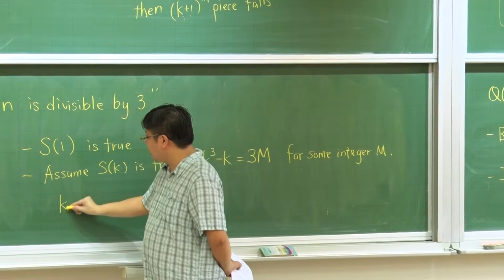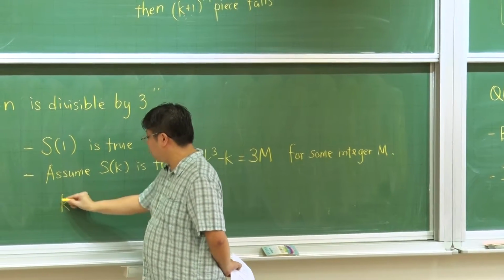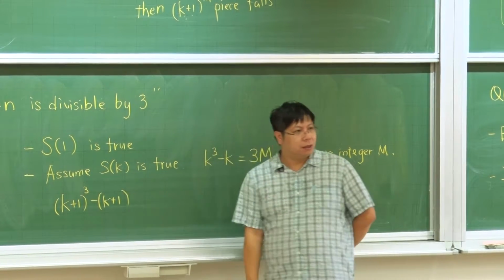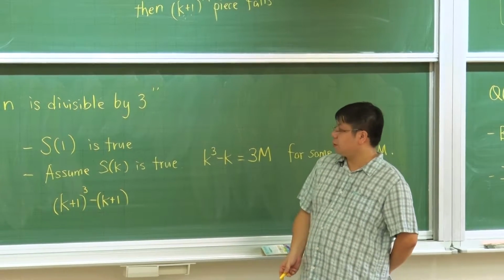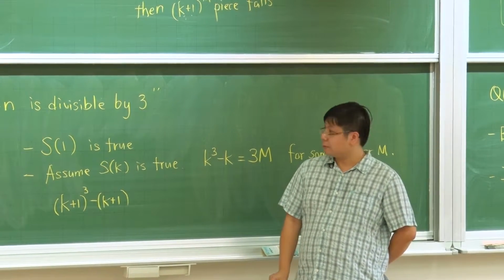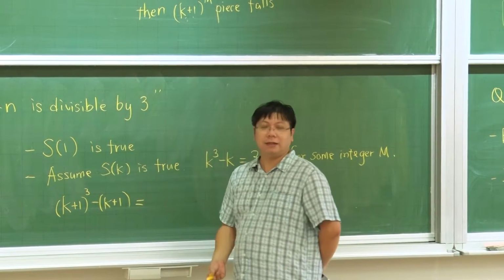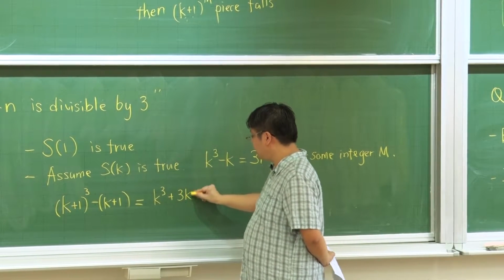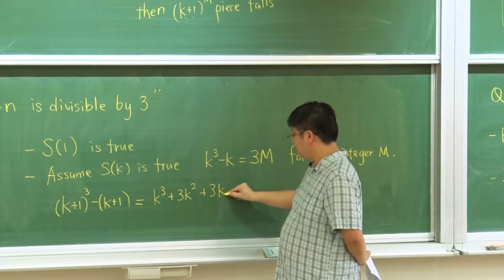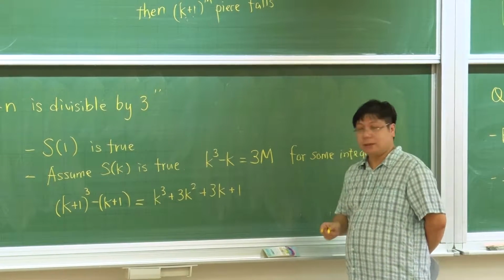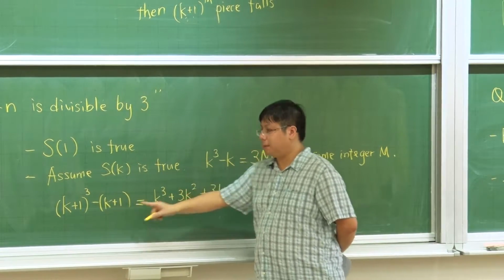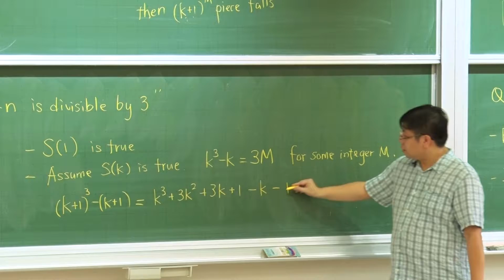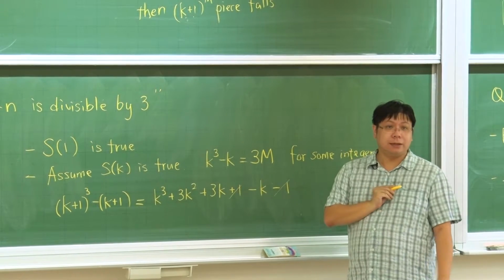And now we are interested in (k plus 1) cubed minus (k plus 1). We are interested in this one. So what should we do? Expand it. So what is (k plus 1) cubed? It is k cubed plus 3k squared plus 3k plus 1. Is that okay? And then minus (k plus 1), so it is minus k minus 1. Good. So this one and this one can cancel each other.